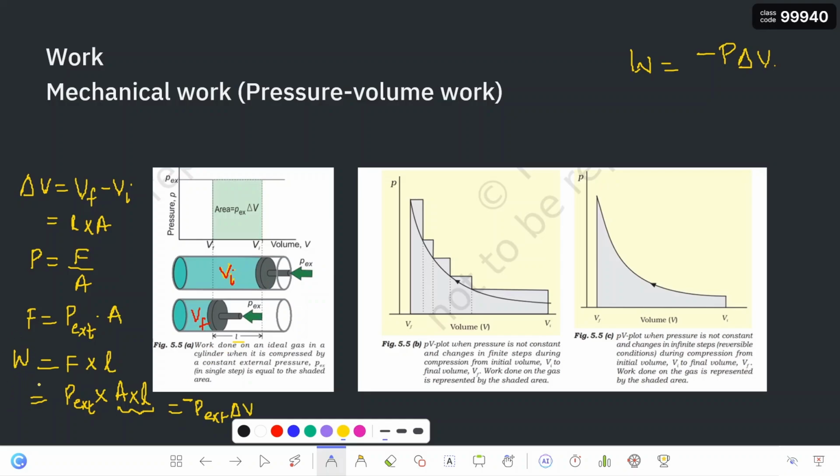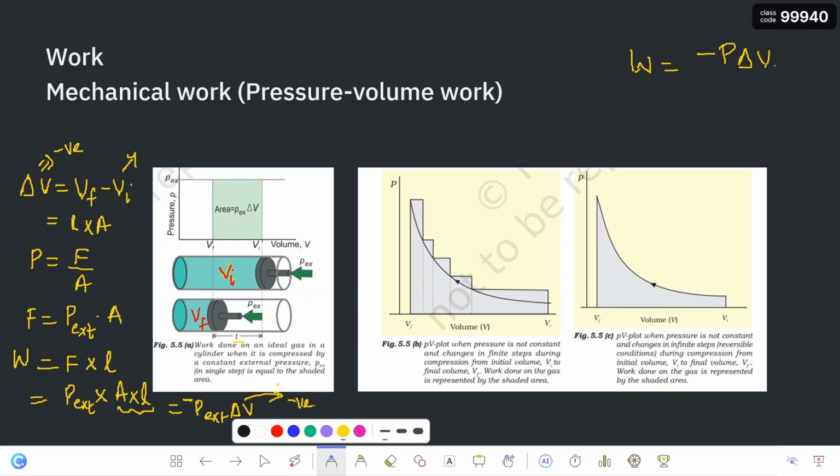So if work has to be positive, we know delta V is what? Delta V is Vf minus Vi. So is Vf higher or Vi higher? Vi is higher. So when we are subtracting a higher value from a lower value, this delta V will be what? Negative, as Vf is smaller. So this is already negative.